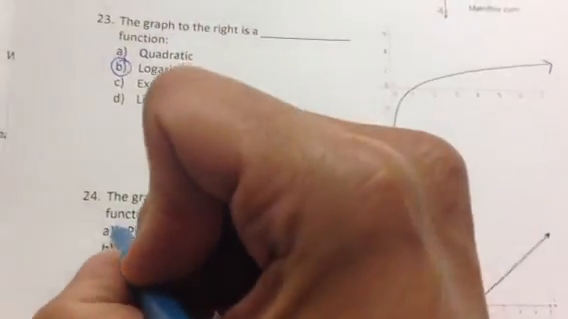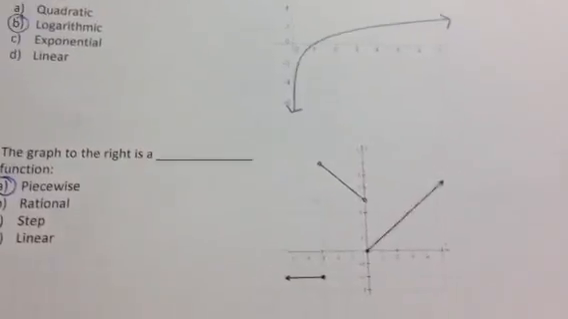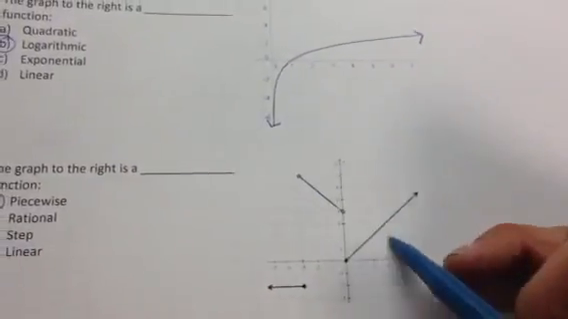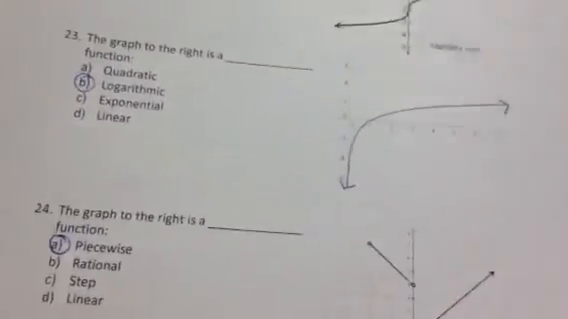This will not be on your test. It is not on the mile marker, but it's just pieces of different functions. So they call it a piecewise function. All right?